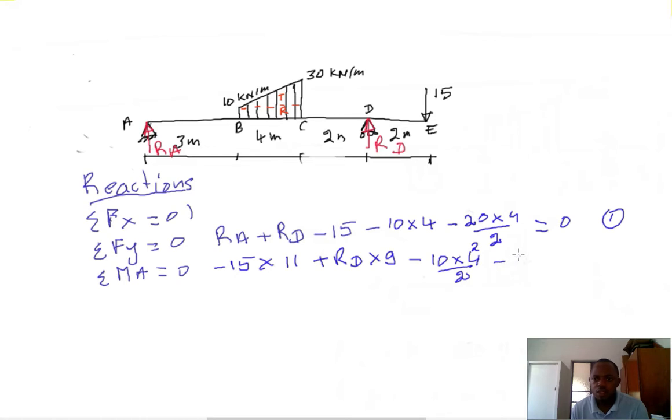And then the same will apply here, it will be 20 times 4 divided by 2 times 2/3 of 4. 2/3 of 4 because the center of gravity of this load will be at 2/3 of the triangle section. So that will be 2/3 plus 3. 3 is the distance in front of this distance here, and the same will apply here actually.